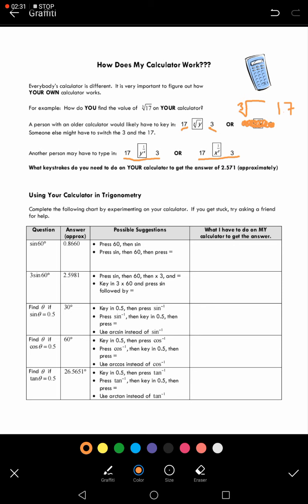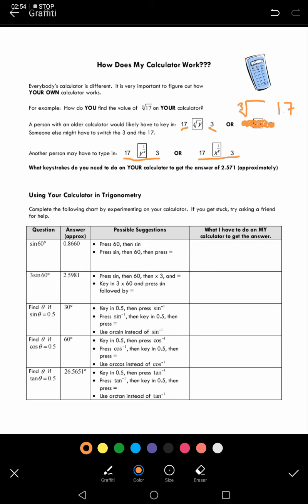So hopefully you were able to find what options work best for you for your calculator, and you should have got the answer of approximately 2.571. So make sure, again, you're just going on your calculator, making sure you know how to get there, and you get that correct answer. If you're still struggling, obviously we can have a quick meeting and we can sort out how to use your particular calculator.